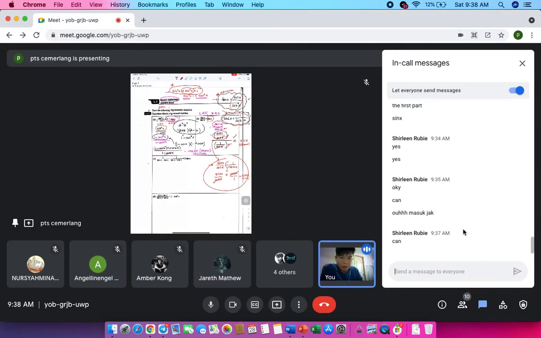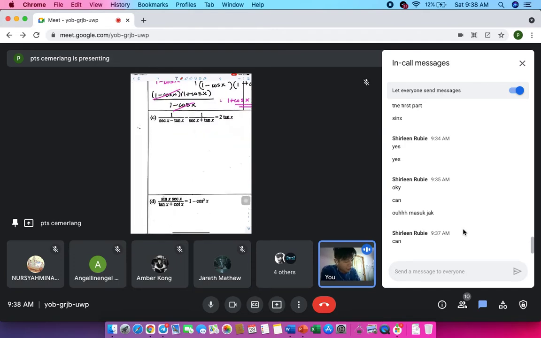Giraffe, can you understand Giraffe? Okay, so try out question C. For question C, you have to ask yourself, do you want to change the tangent or not? You want to change the tangent or not?